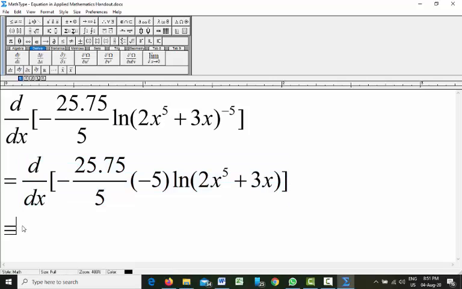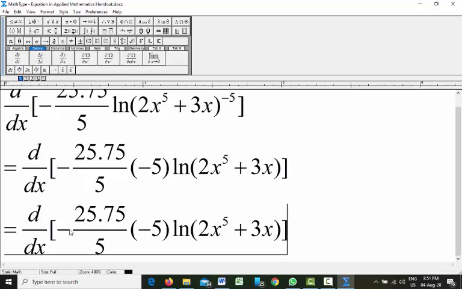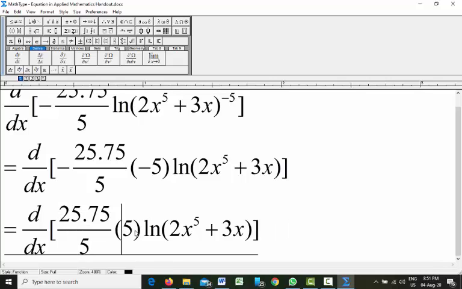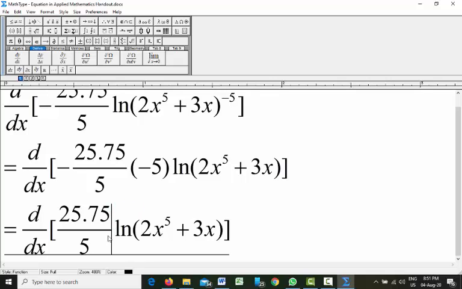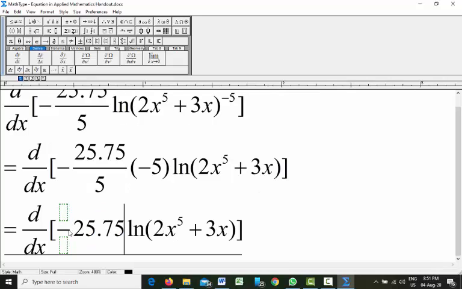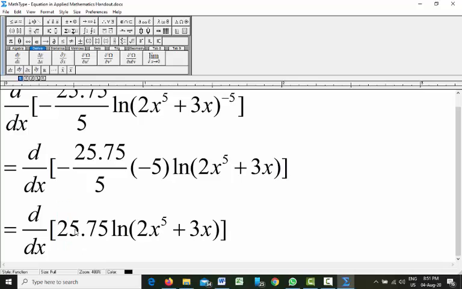Here what we will get is minus a plus, and these 5 will cancel this 5. So that means we will have only this one here. So we can remove this one. So now it has been simplified.